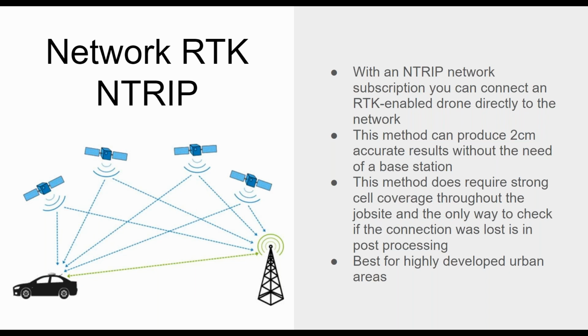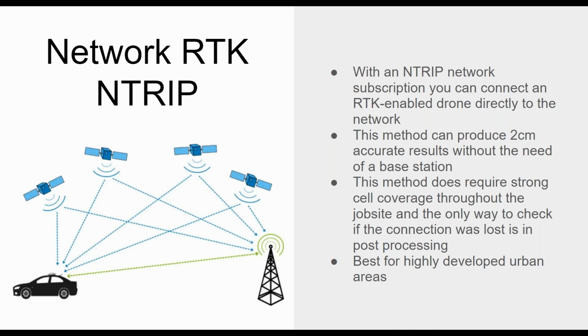Now, with the right NTRIP network, this method can yield incredibly accurate results: 2 centimeters or 1 inch accuracy, horizontally and vertically as well. This is before the incorporation of any GCPs, and with accurate incorporation of 1 or 2 GCPs with this RTK method, you can get as accurate as any GNSS base station on the market.